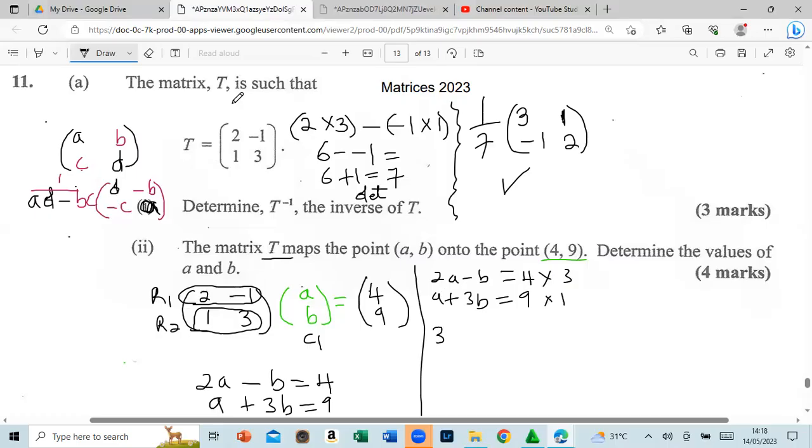3 times 2, that is actually 6. So 3 2s, that's 6a. 3 times that minus b, minus 3b. And then 3 4s is 12.